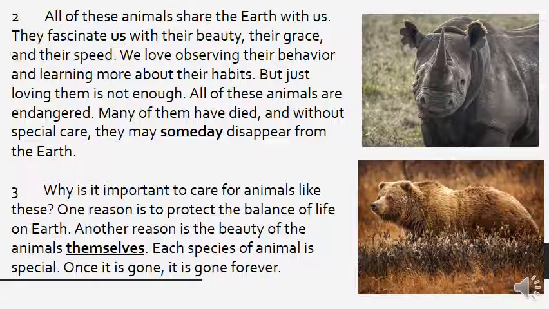All of these animals are endangered. Many of them have died, and without special care, they may someday disappear from the earth.